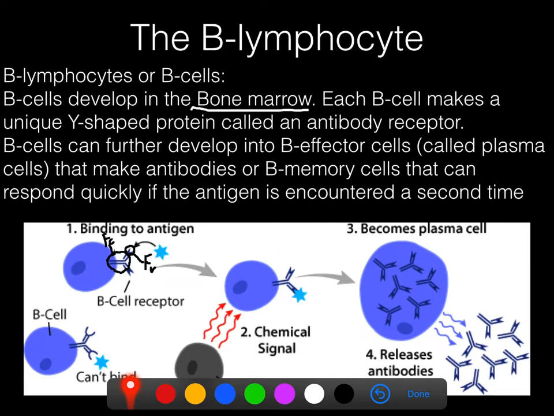In addition to turning into plasma cells, B cells can also turn into memory cells. And memory cells are long-lived cells that keep the immunogenic memory of things that your B cells have been exposed to. So whenever a B cell becomes activated to produce antibodies, it will also produce some memory cells so that next time you encounter that thing, it will be much easier and faster to activate.